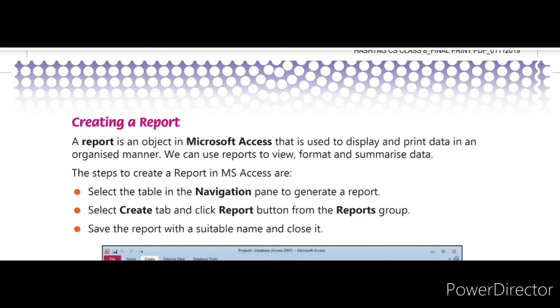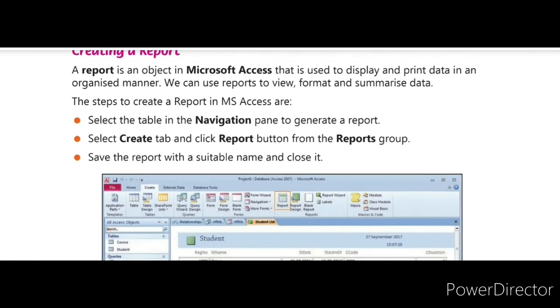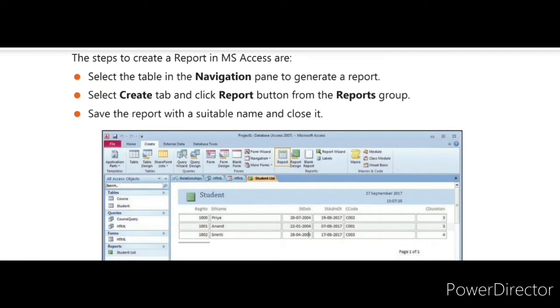What is a report? A report is an object in Microsoft Access that is used to display and print data in an organized manner. So we can use reports to view, format and summarize the data. The steps to create a report in MS Access are: select the table in the navigation pane to generate a report.